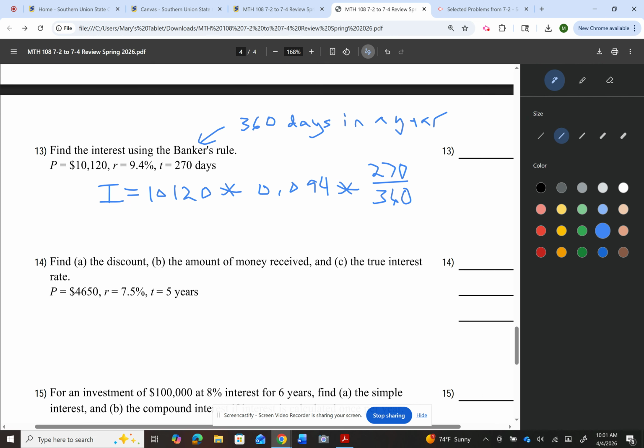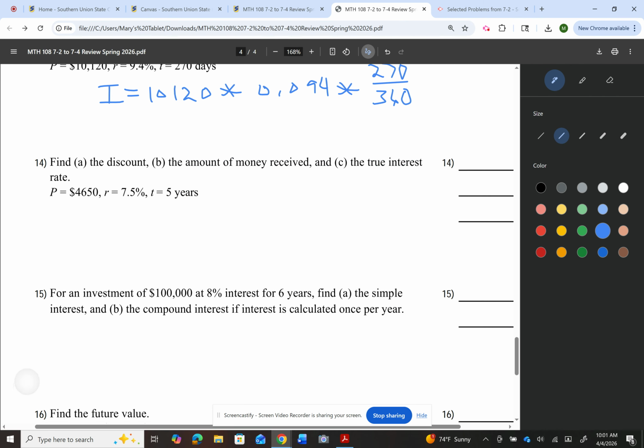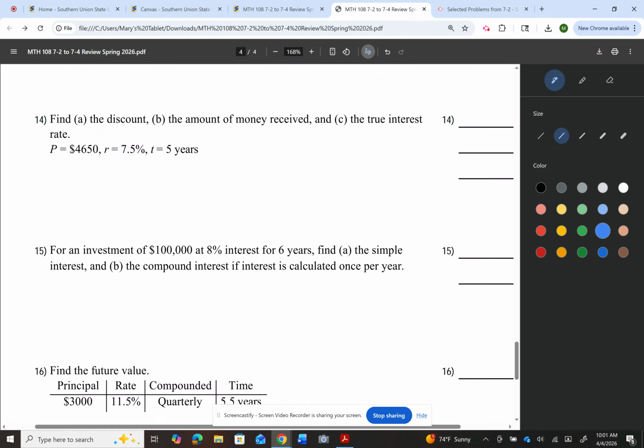You multiply that out and that's your answer. All right, now this one right here, number 14, a discounted loan. What's happening here is they're going to take out the interest from how much you're trying to borrow. So you won't actually receive $4,650. So first, part A, to get the discount, that's really just I equals PRT. You plug in the 4,650, multiply that by 0.075, multiply that by 5, and you find out how much interest you would need.